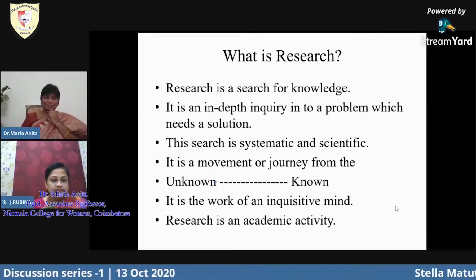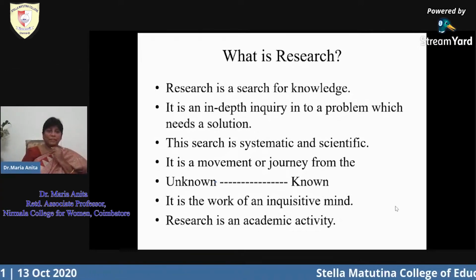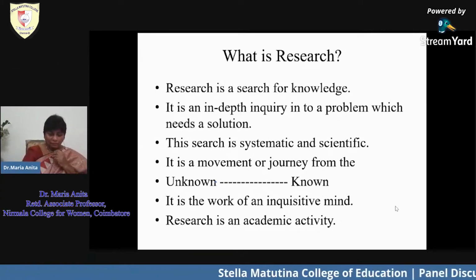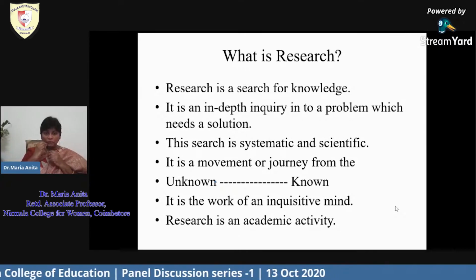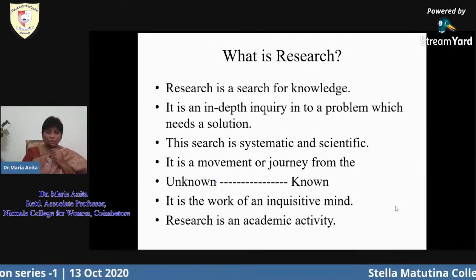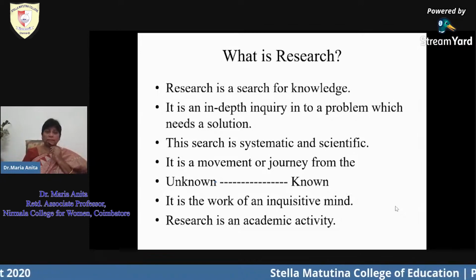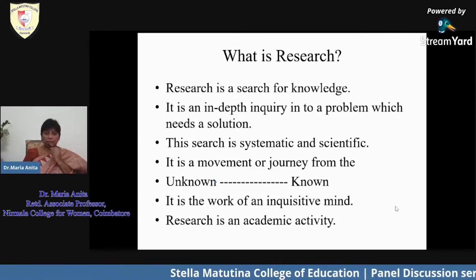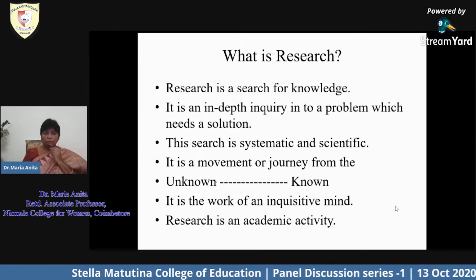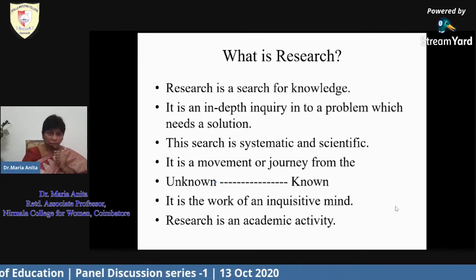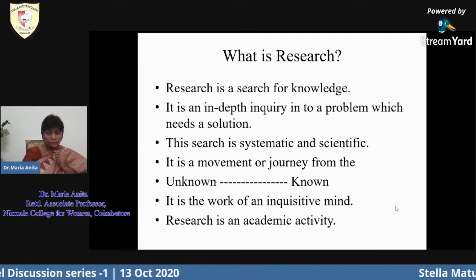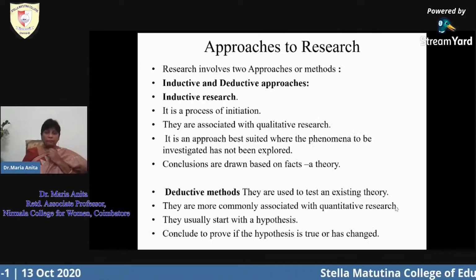I started with what is research. It's a journey from the unknown to the known, and it's the work of an inquisitive mind. Even children do research, in the sense that you tell them not to do something and they go behind it. But what we are talking about is not that kind of research. It's an academic research. It's an academic activity, and an academic activity has to be very systematic, very scientific, and it goes into a deep inquiry.